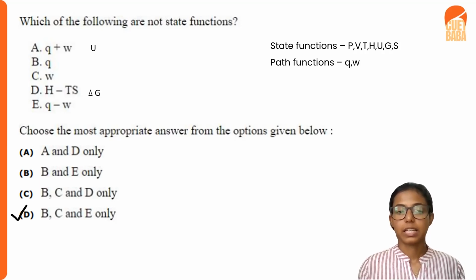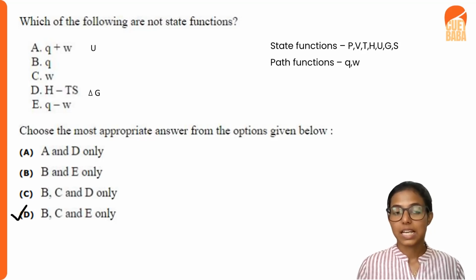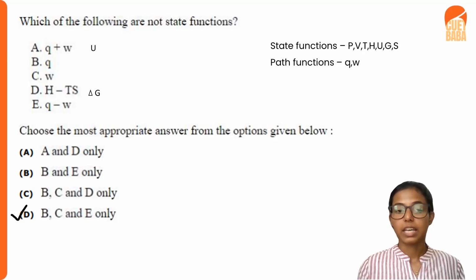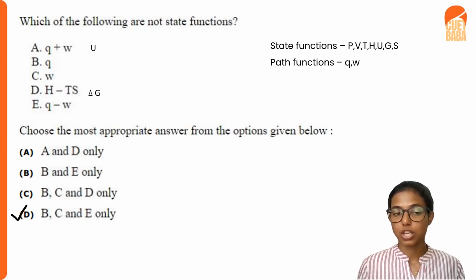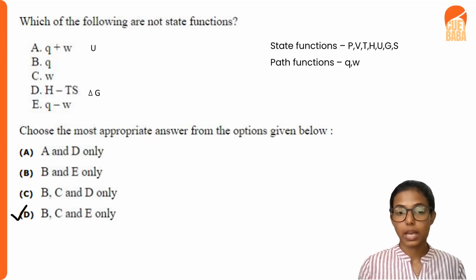And here we can see in the capital A option, it is Q plus W. Q plus W is internal energy. So internal energy is a state function, so it is not the answer. And Q is a path function, and W is also a path function. And in option D, H minus TS is defined as the change in the Gibbs free energy. So that is delta G. Delta G is also a state function. And E is Q minus W.